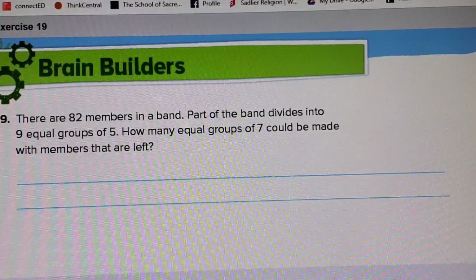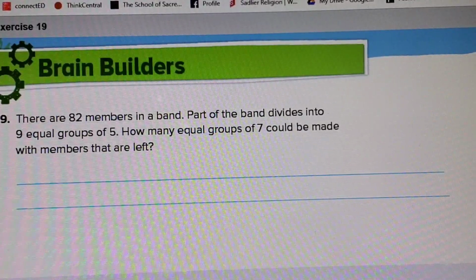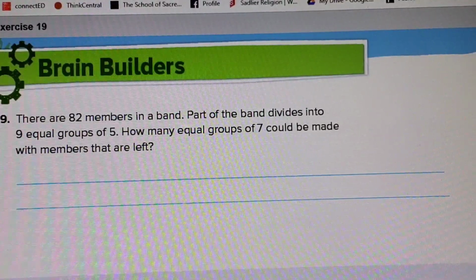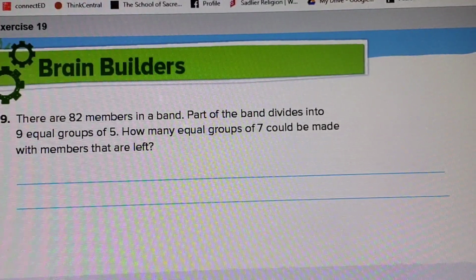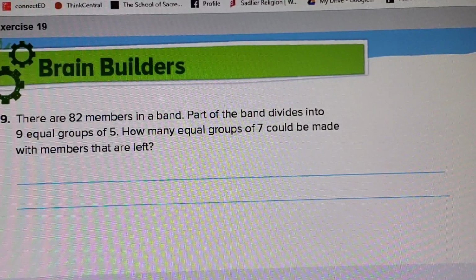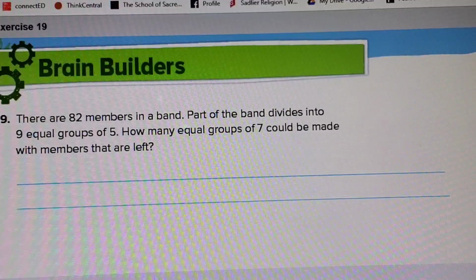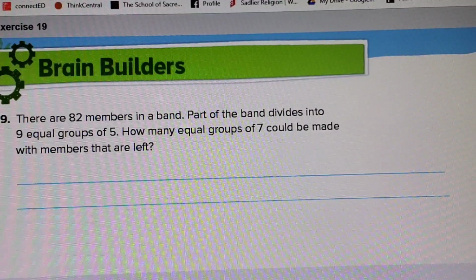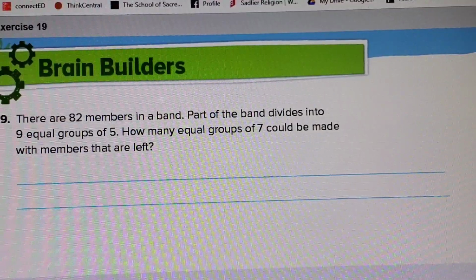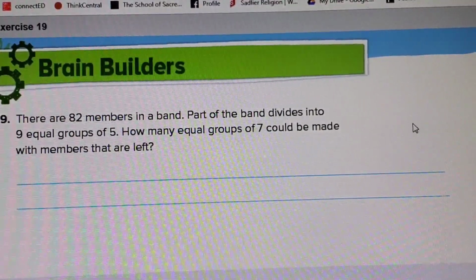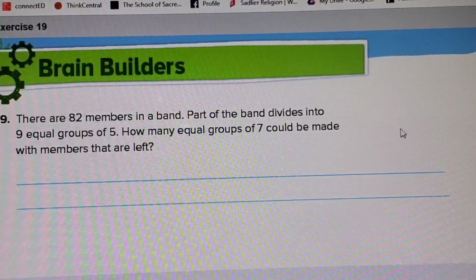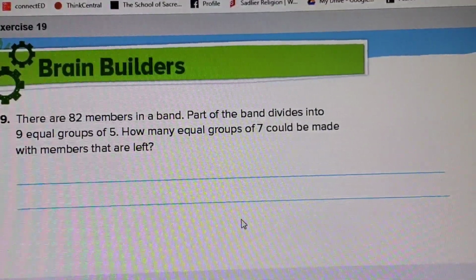This one is a little trickier. There are 82 members in a band. Part of the band divides into 9 equal groups of 5. So 9 times 5 is 45. You have to subtract 82 minus 45. You can do that right over here. When you subtract, and you'll have to regroup, 82 minus 45 equals 37.